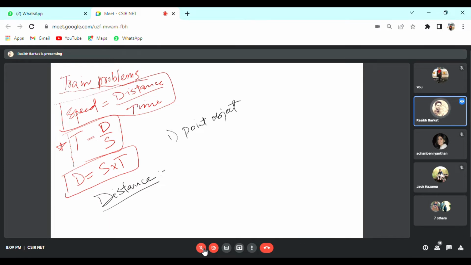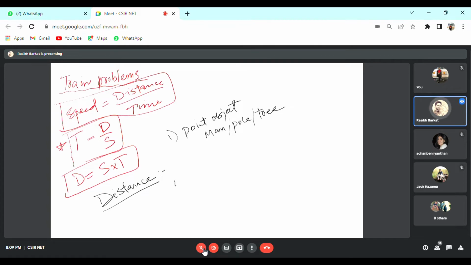What does point object mean? Point object means, for example, a man or woman, a pole or a tree, etc. These are point objects, right?